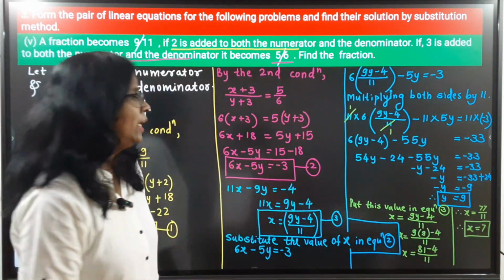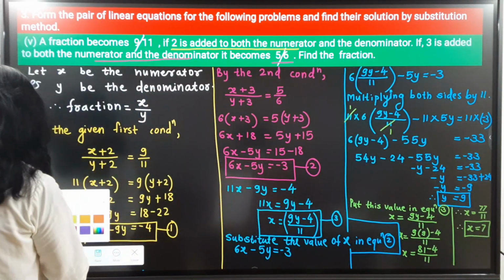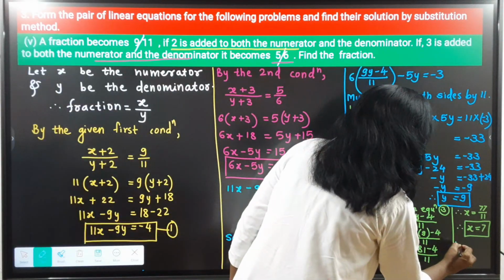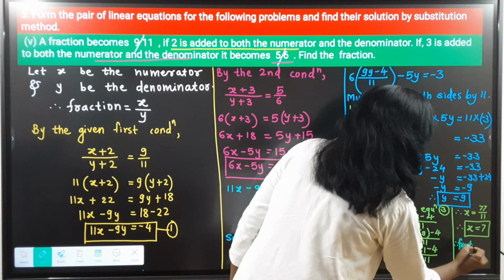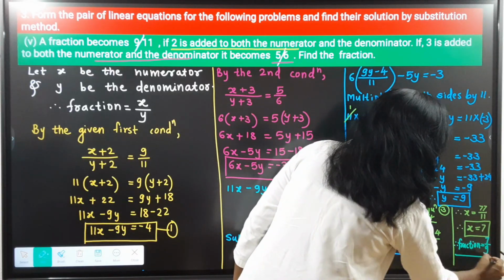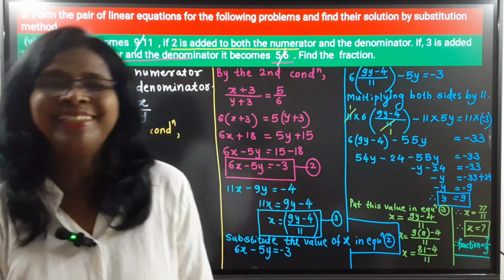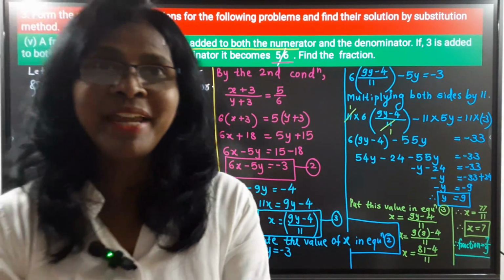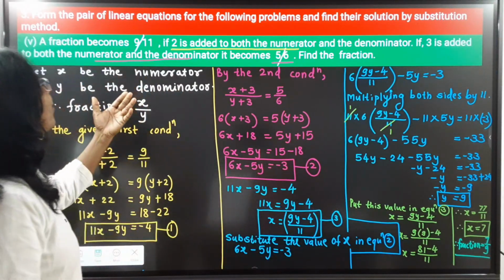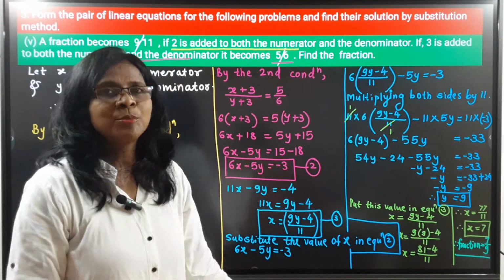Now we have the values of x and y. Now for the final answer, we have to write only the fraction. So here we say therefore the fraction is equal to 7 upon 9. Fraction is equal to 7 upon 9. So now here, students, in such a way we can solve a pair of linear equations with the help of the substitution method.